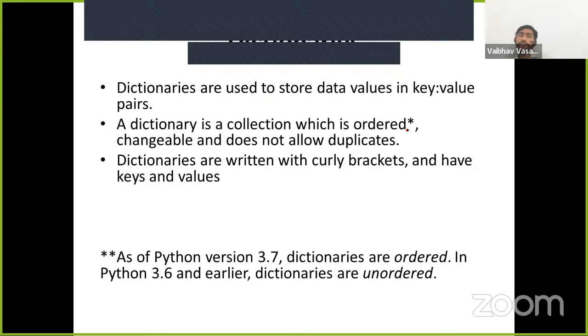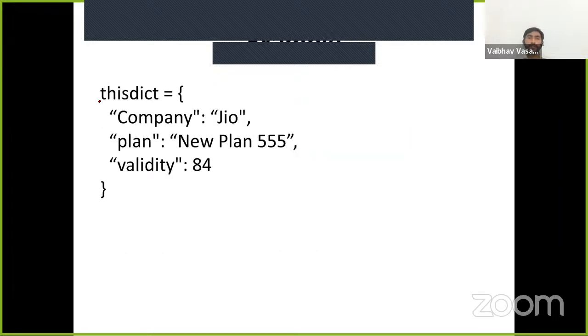A dictionary is a collection which is ordered, changeable, but does not allow duplicates of its key. Values can be duplicated, but keys cannot be. Dictionaries are written with curly brackets and have keys and values. Let's see an example. This is a dictionary.